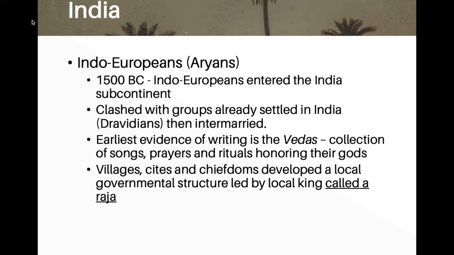Their villages, their cities, their chiefdoms developed a kind of local government structure, and these small areas, whether it be a village or a chiefdom, were led by a local king called a Raja. You may be familiar with that term, a Raja.